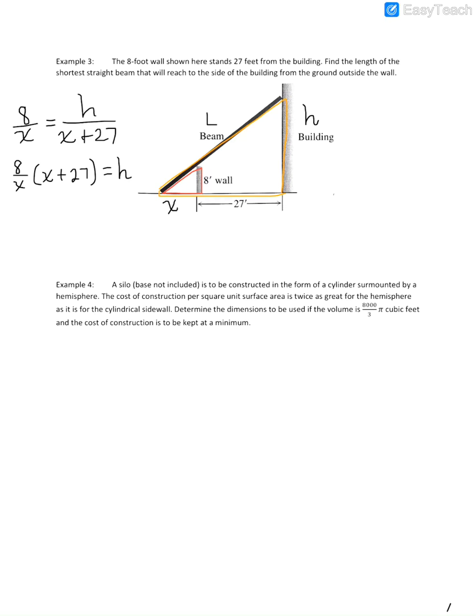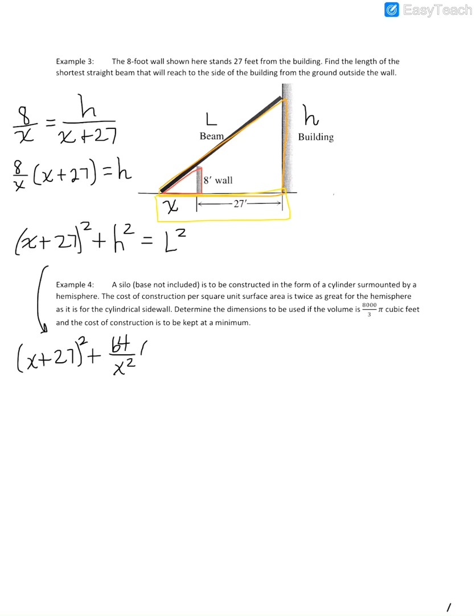All right, so now we're going to use Pythagorean theorem to relate our variables here. So we have this bottom side right here. Okay, x plus 27 squared plus my height h squared equals the length of my beam L squared. And then remember what I said, we want to replace the h. So we're going to have x plus 27 squared plus, this is going to be 64 over x squared. I'm squaring that right away. And then x plus 27 squared.